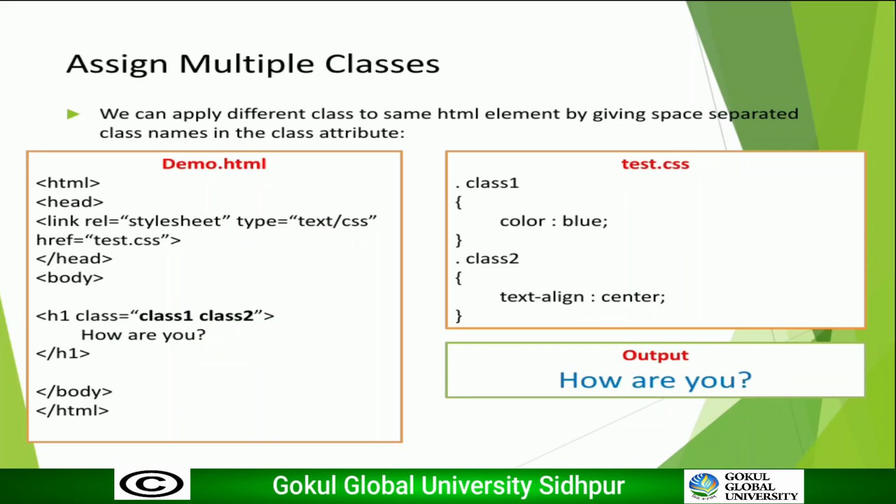Assign multiple classes. We can apply different classes to the same HTML element by giving space separated class names in the class attribute. Here see the example of test.css in which class 1 has its values and class 2 has its style sheet.